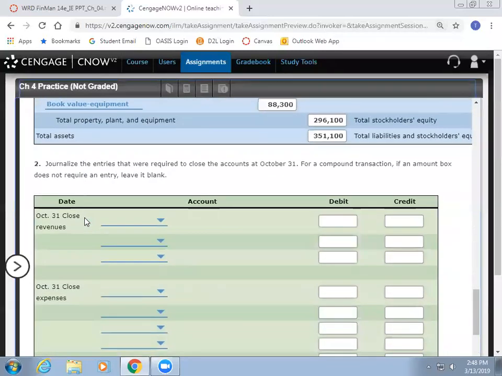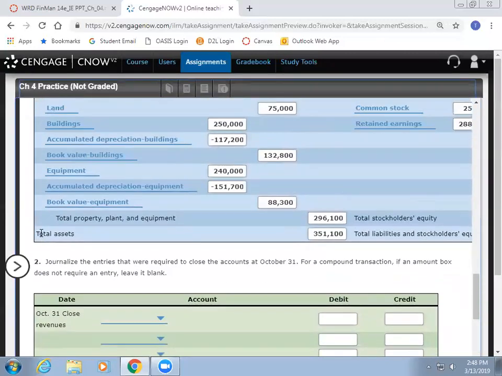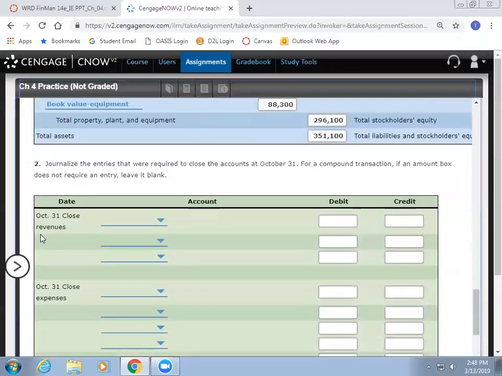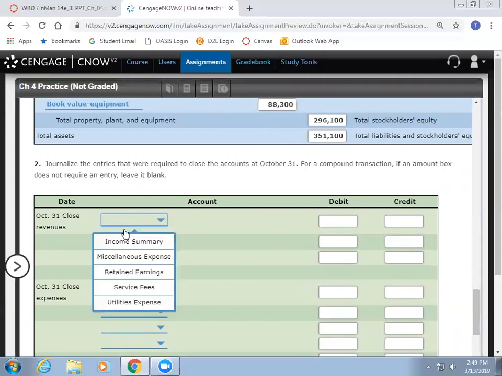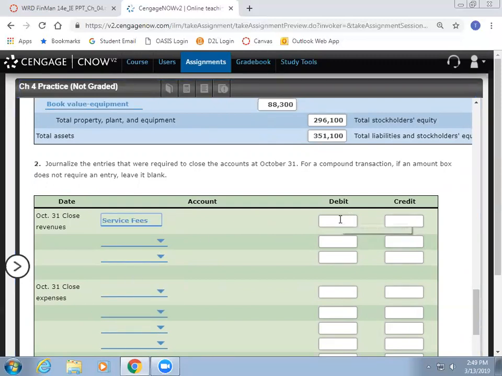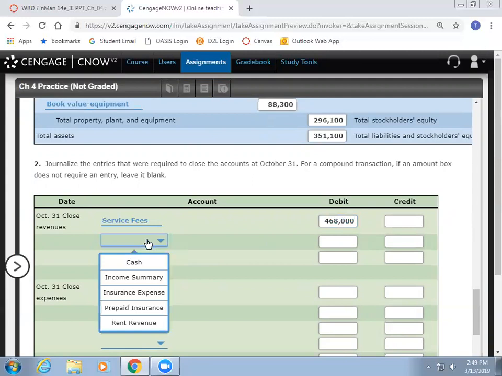Well, again, the good news is once you've done all of the income statement, you have all of your numbers, so you don't have to recalculate. So the first closing entry, we would still debit our revenue accounts and credit income summary. So we're still following that same process. So we're going to debit service fees, and its balance was 468,000.